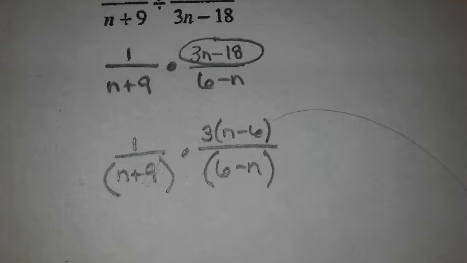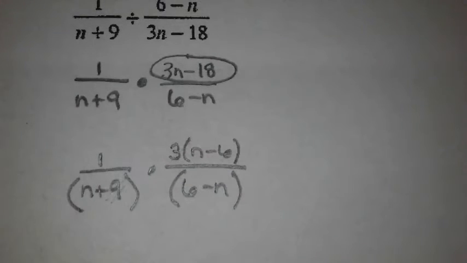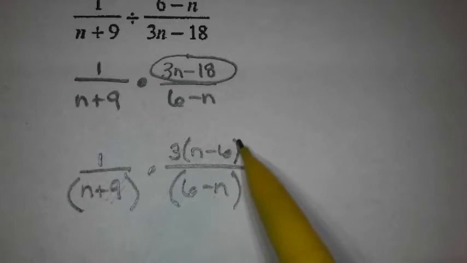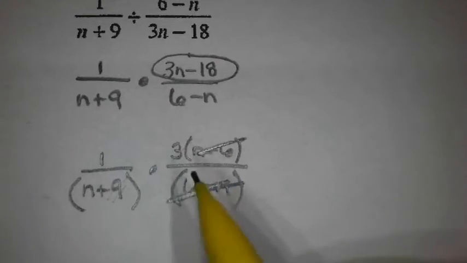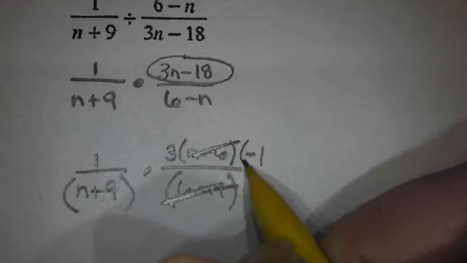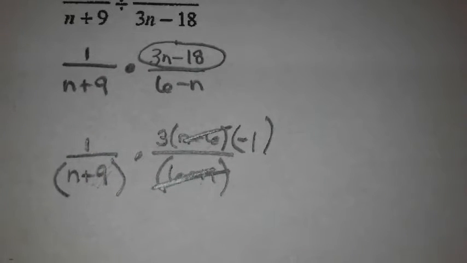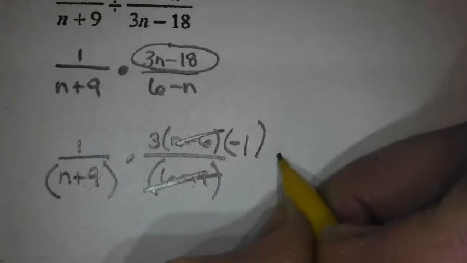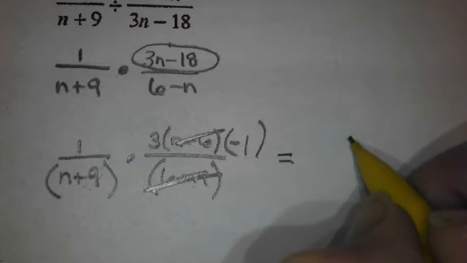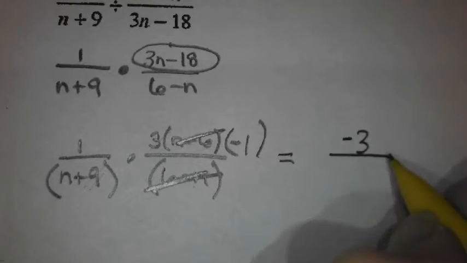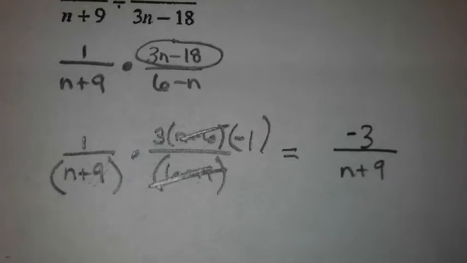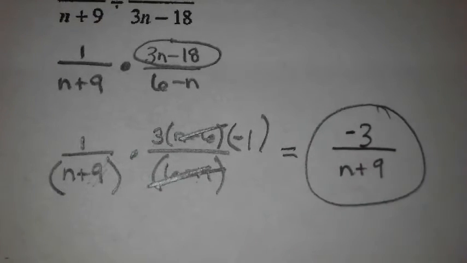Grace? Yes, n minus 6, 6 minus n. Cancel, but we get a negative 1 up top. And that's really it. So our overall numerator is what? Negative 3 over n plus 9. Good. Okay.